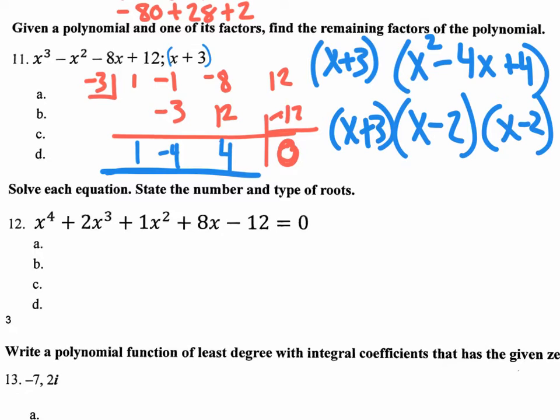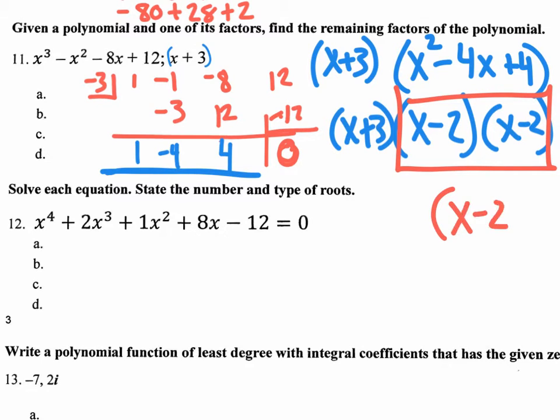So when they say find all of the remaining factors, they already gave you this one. They don't want to include that in the answer again. They want you to find the remaining factors. So what your answer is going to be is x minus 2 times x minus 2, or you could even write it as x minus 2 squared. I don't remember exactly how they write it on the multiple choice, but we know that these are the remaining factors of the original.